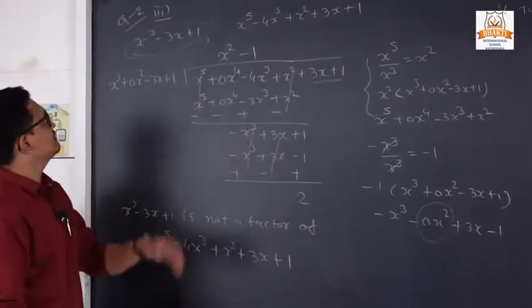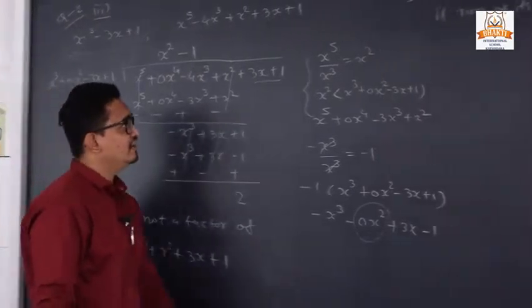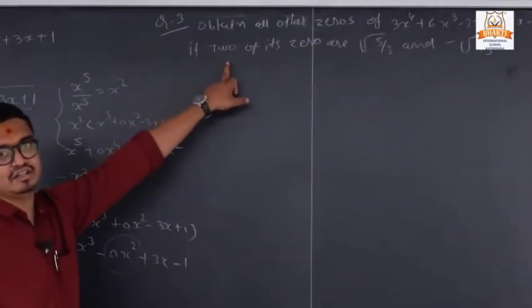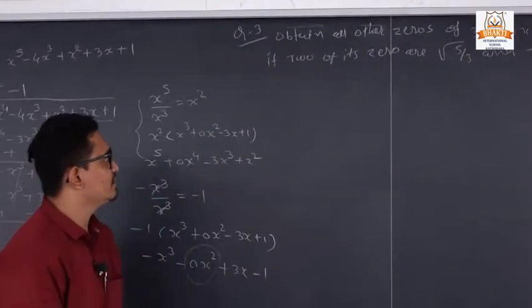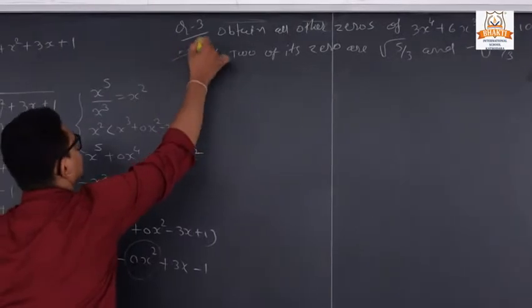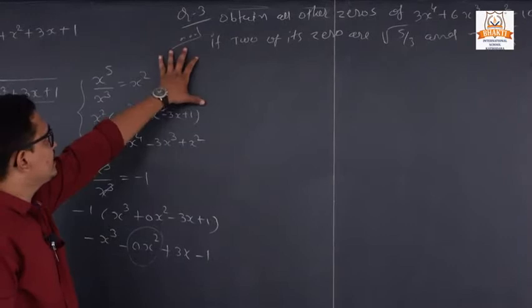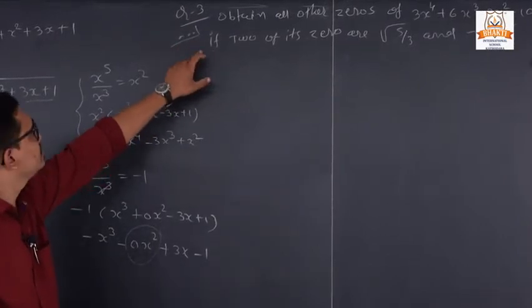So we have the 3 questions from question 2 and they are all the same. Now we are going to our next question, question number 3. It is the most important sum from the exam point of view. That kind of question they can ask in your board examination.